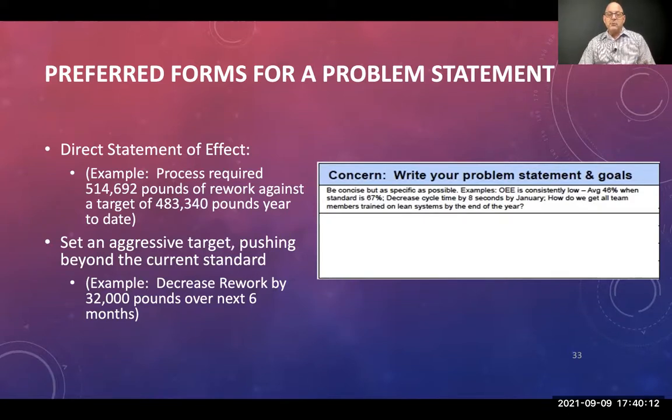So let's set an aggressive target. We're going to decrease the rework by 32,000 pounds over the next 6 months. So I'm cranking out 500,000 pounds of rework last year. My goal is to reduce that by 32,000. Doesn't seem like we're going to make a dent, but remember, start small, take a bite, then take another bite, take another bite.